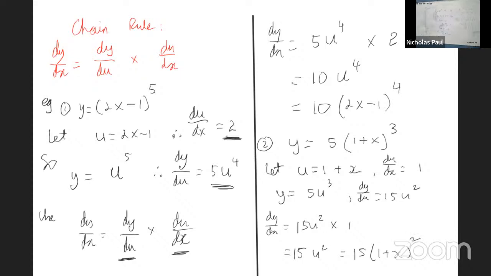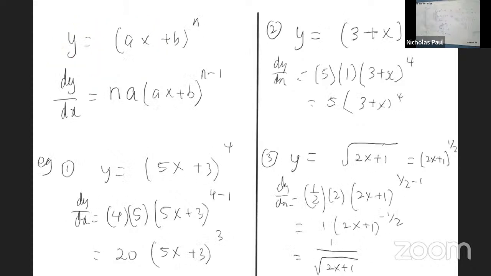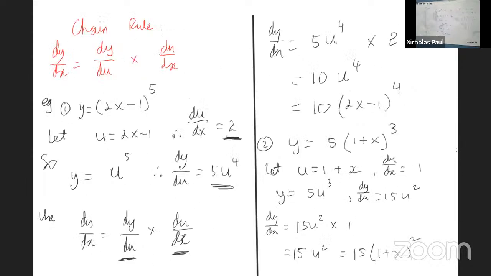You only use chain rule if the question tells you to use chain rule. Otherwise, you could use the shortcut method. If the question says to use chain rule, then you have to use it. Otherwise, you can use this technique here. Okay, so that is your chain rule. Next one, differential of trigs.